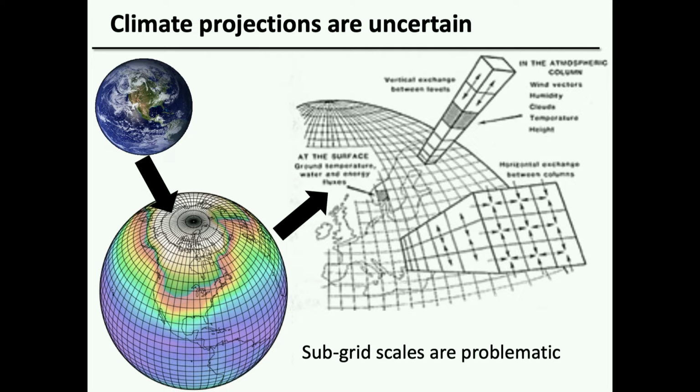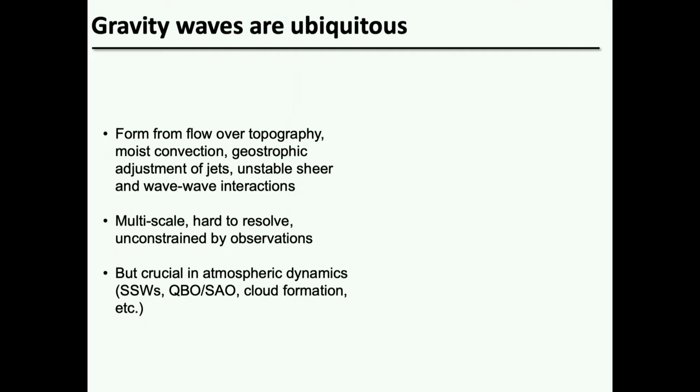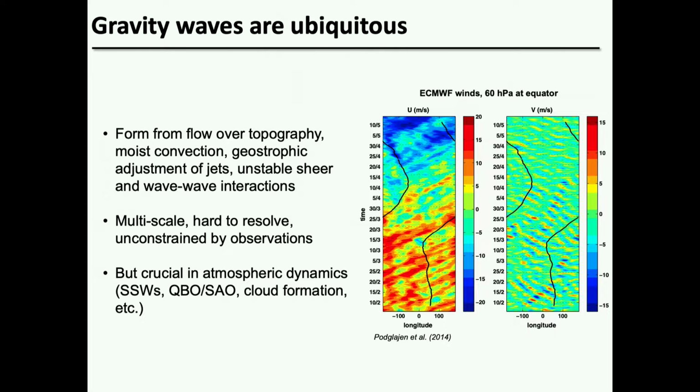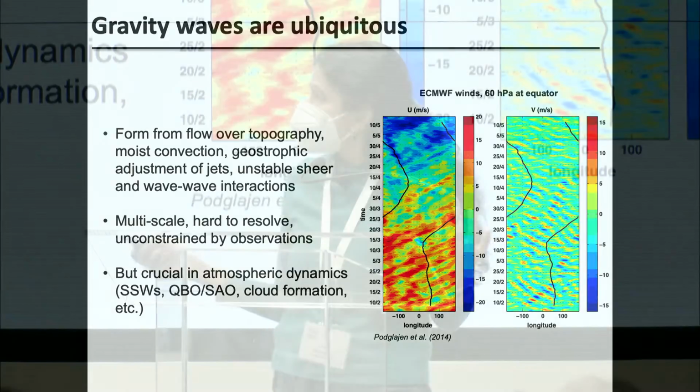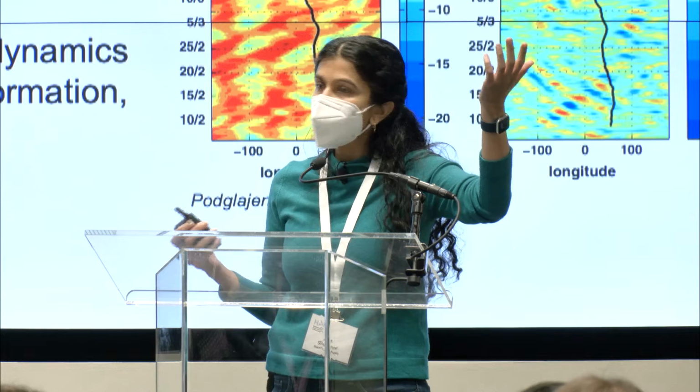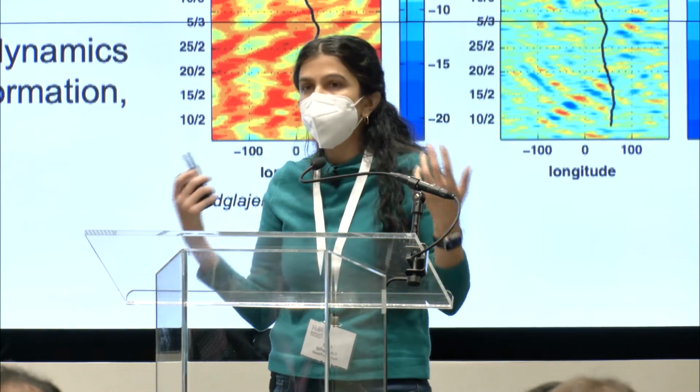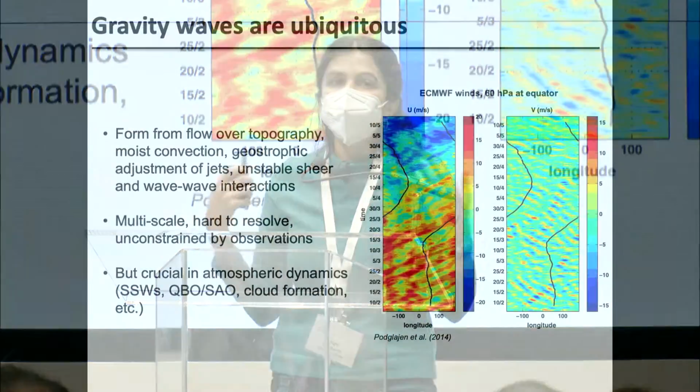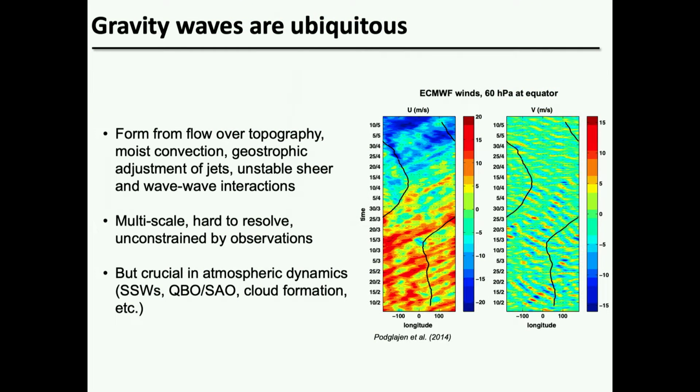One of those subgrid scales is atmospheric gravity waves, which caught my attention a few years ago. As I've already said, they are ubiquitous. They're forced everywhere in the atmosphere. They form whenever you have upward flow in the atmosphere, in essence, whenever you have a storm, a tropical cyclone, or a jet forming and adjusting. They're forced everywhere on the Earth. They propagate thousands of miles, both vertically and horizontally, and they influence the mean state of the climate.